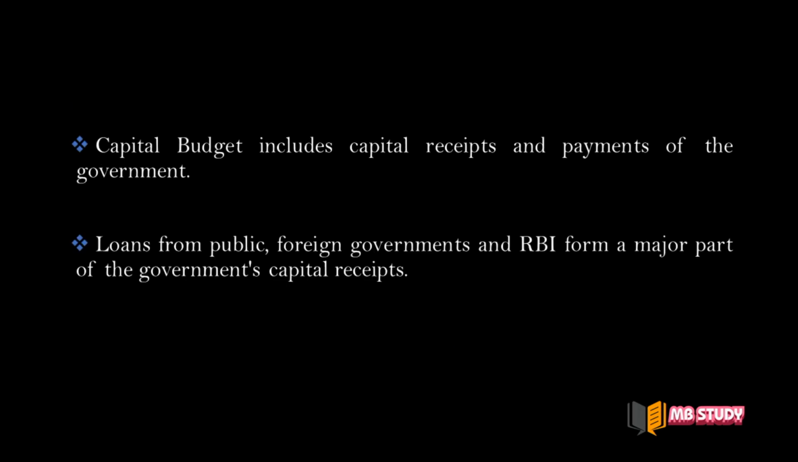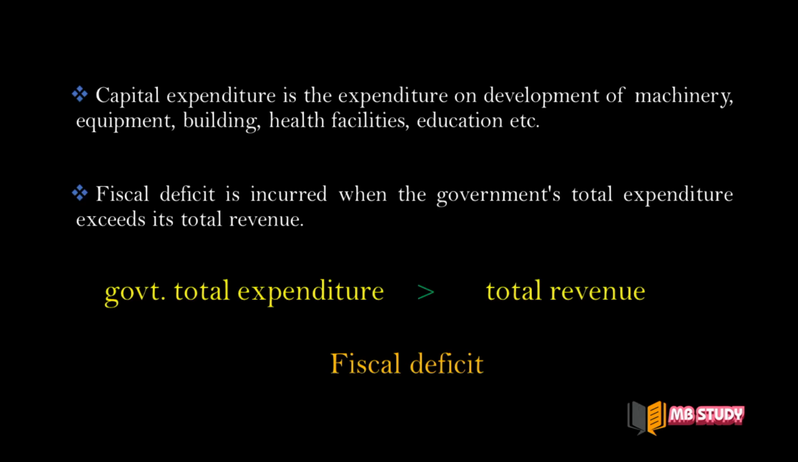Capital budget includes capital receipts and payments of the government. Loans from public, foreign governments and RBI form a major part of the government's capital receipts. Capital expenditure is the expenditure on development of machinery, equipment, building, health facilities, education, etc. Fiscal deficit is incurred when the government's total expenditure exceeds its total revenue.